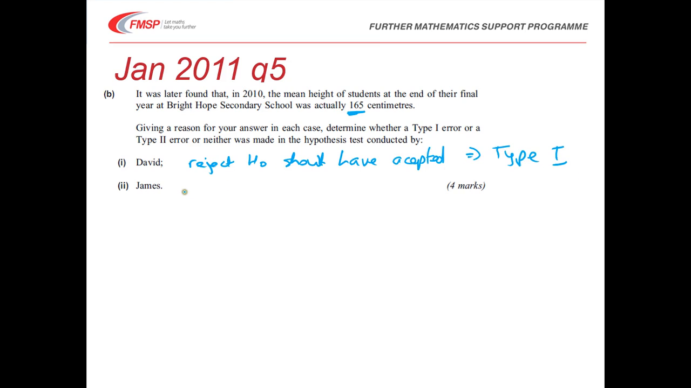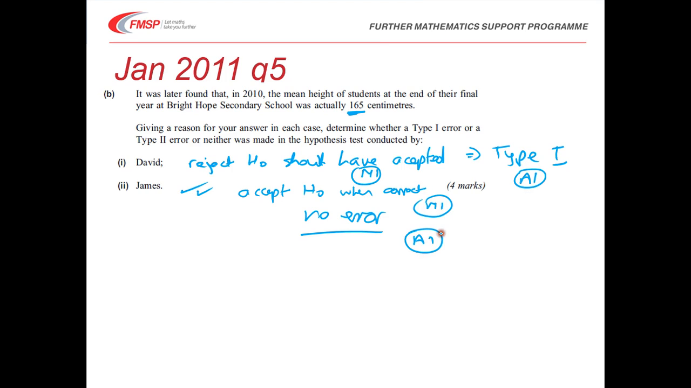Okay, this guy was fine. He accepted H0 and he should have done, so that's fine. So no errors. Okay, so you get M1 for stating that he's rejected H0 when it was correct, and then an A1 for stating there's a type 1 error. So here, accepted H0 when correct, we need that as well. That's going to get your method mark there, and that leads to no error. We'll give you your second method mark, your accuracy mark.